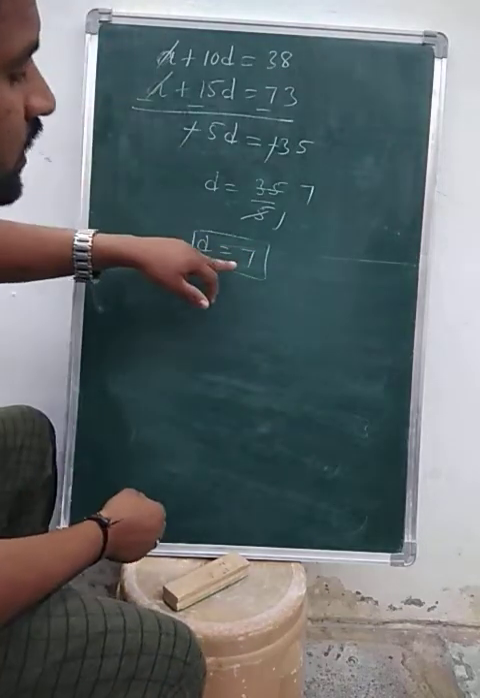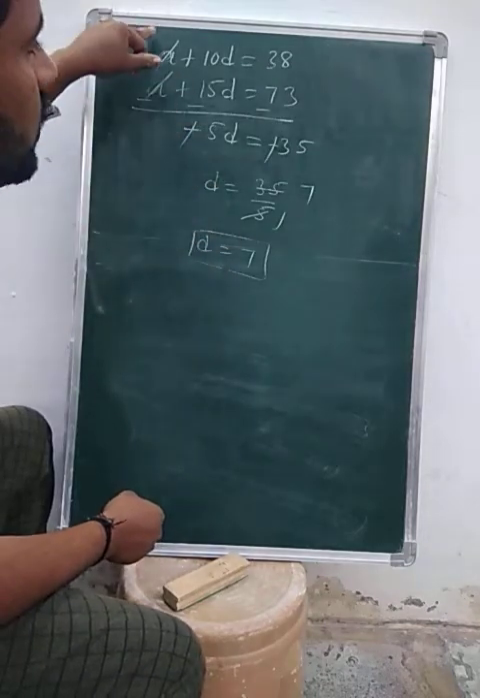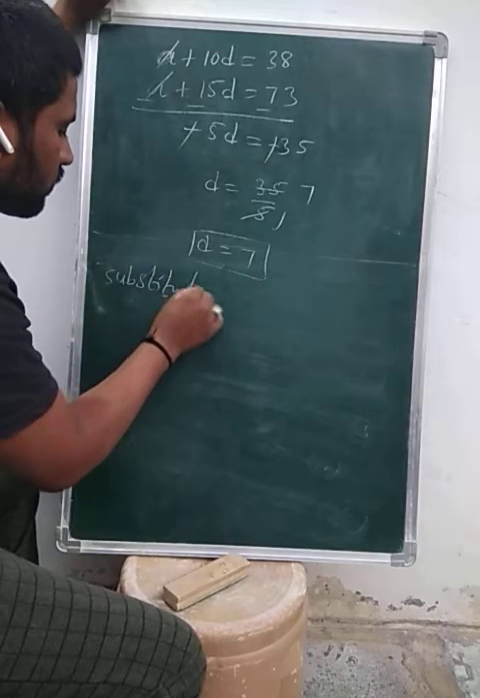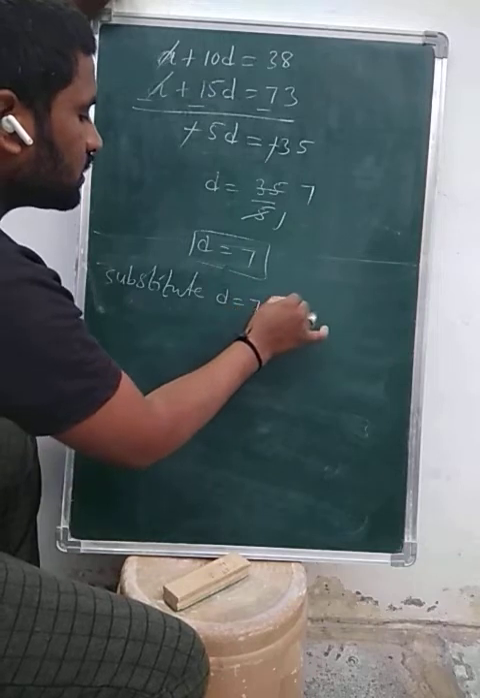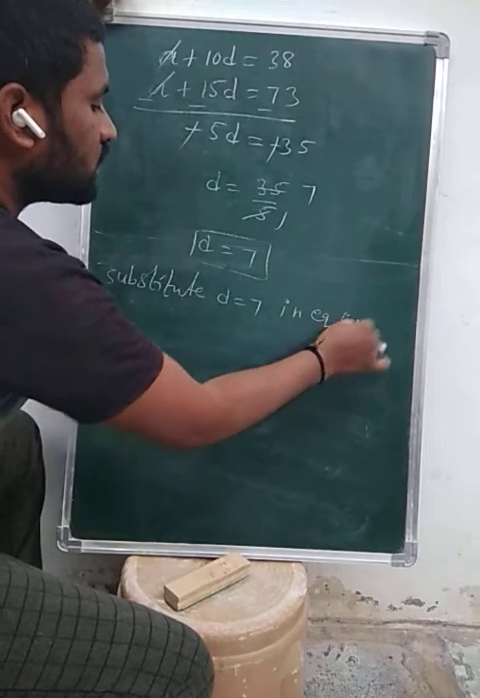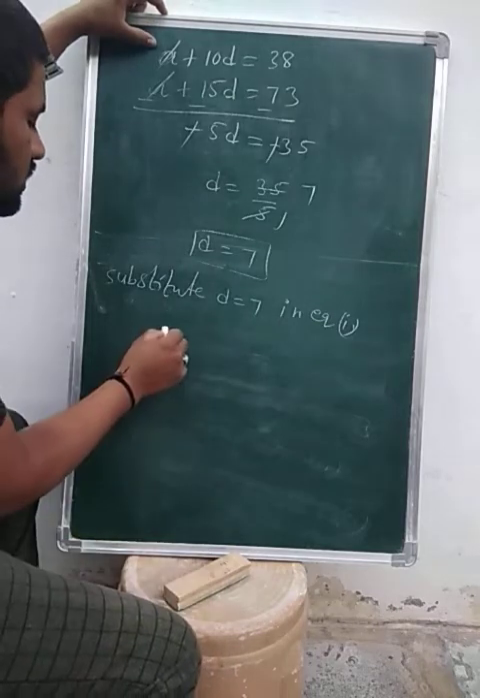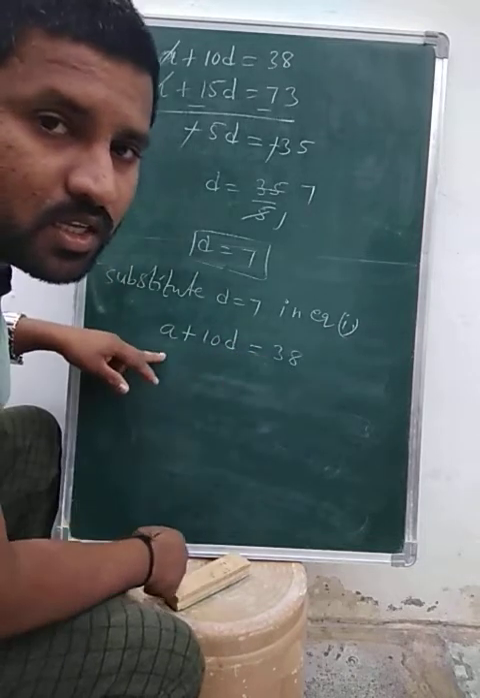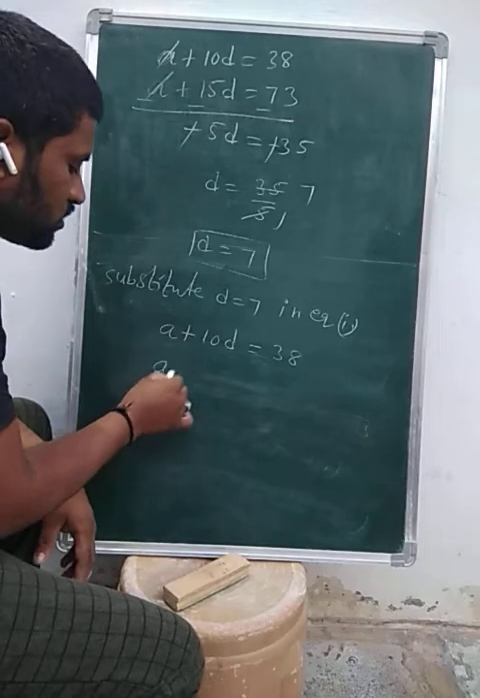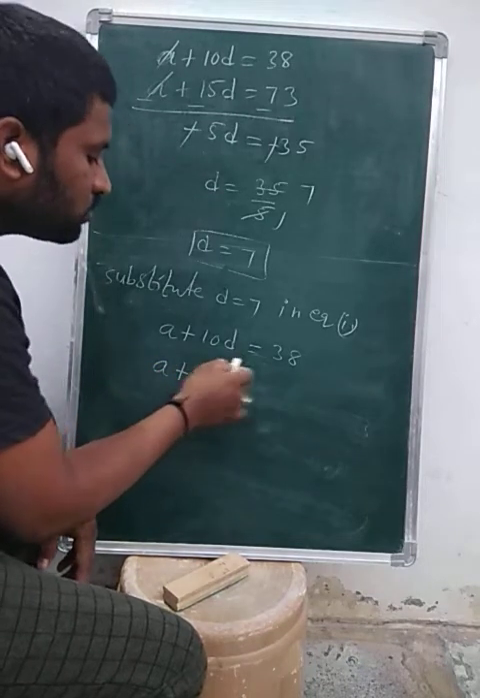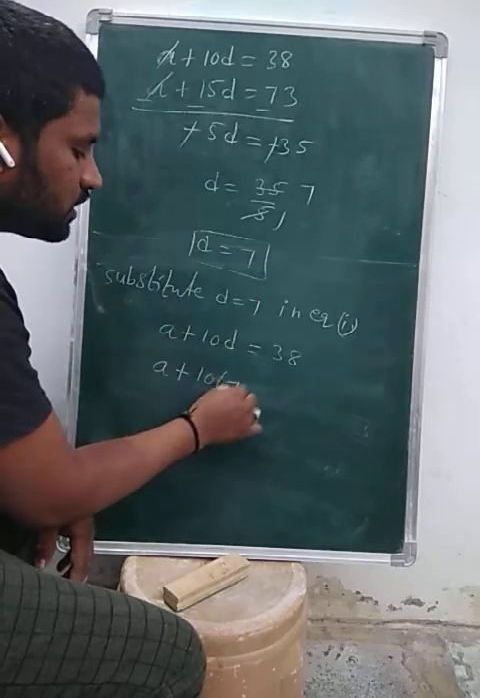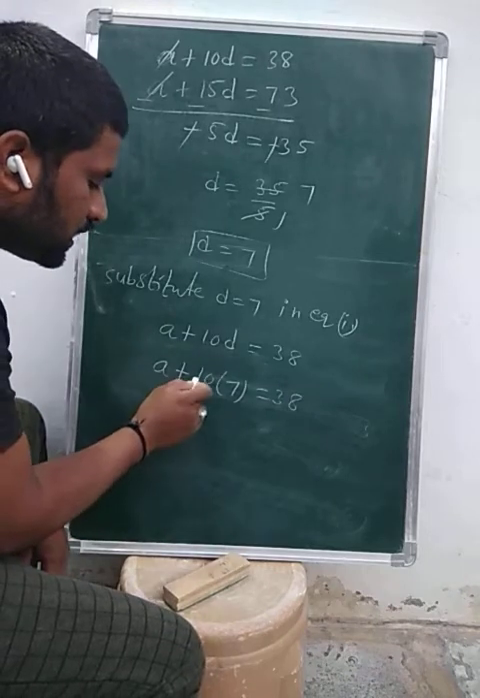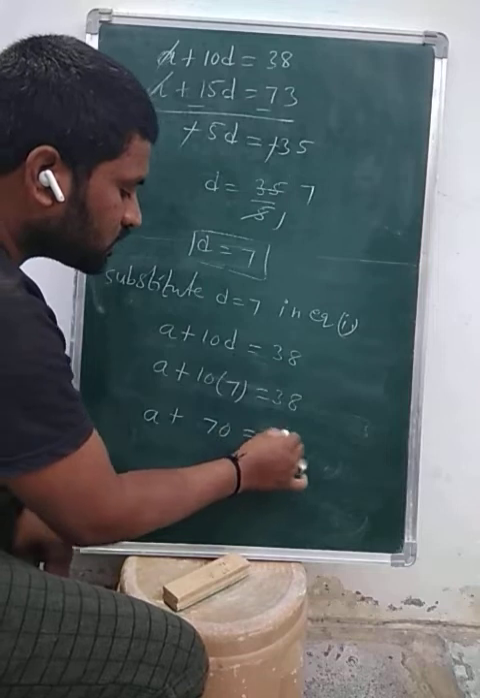Then substitute the D value 7 in equation 1 or equation 2. So I am substituting D is equal to 7 in equation 1. What is equation 1? A plus 10D is equal to 38. So A plus 10 into D, where the value of D is 7, is equal to 38. Now A plus 10 into 7, that is 70, is equal to 38.